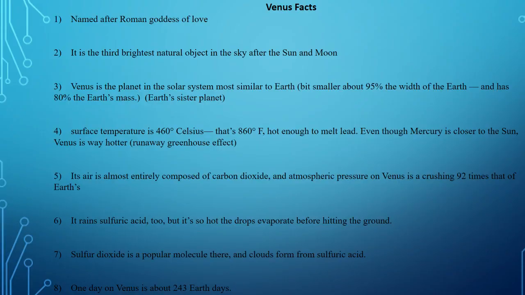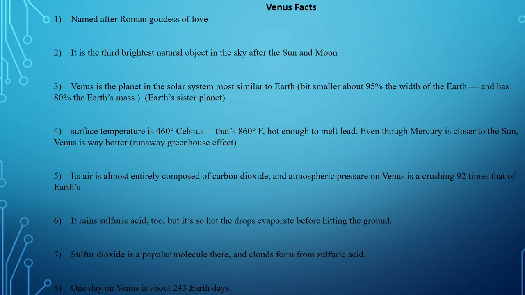Named after Roman goddess of love. It is the third brightest natural object in the sky, after the Sun and Moon. Venus is the planet in the solar system most similar to Earth but smaller, about 95% the width of the Earth, and has 80% the Earth's mass. Earth's sister planet. Surface temperature is 460 Celsius, that's 860 F, hot enough to melt lead.